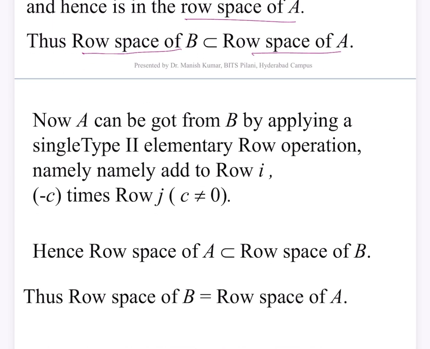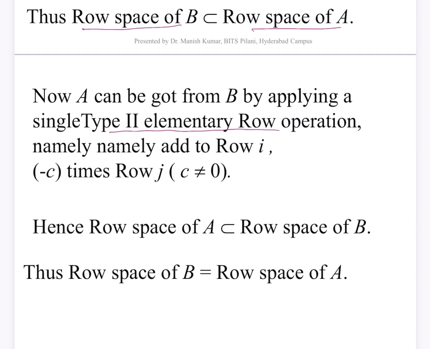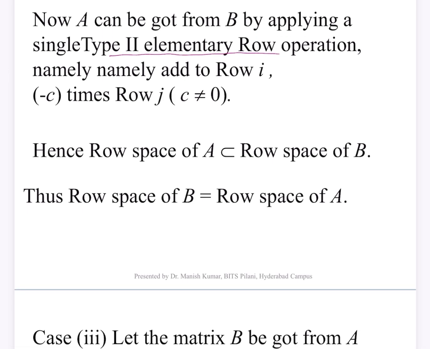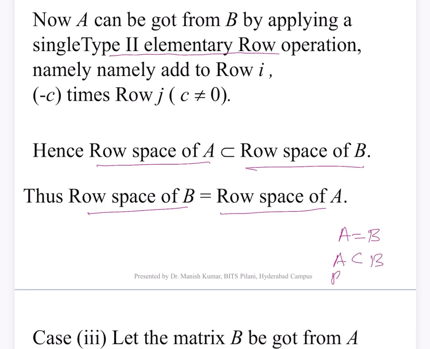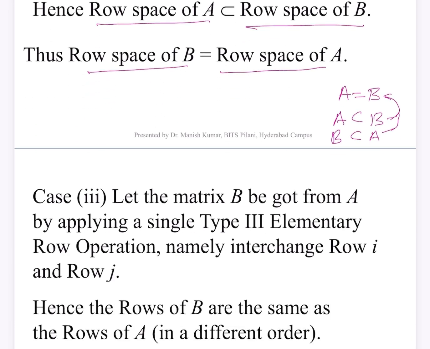And now if you see, we can do the reverse by subtracting C times row I from row J. So this is the reverse operation we are doing, right? So this will give you the same space. So the row space of A contains the row space of B. It means the row space of A equals the row space of B. If I want to say A is equal to B, so what am I going to say? If I say A is contained in B and B is contained in A, these together imply A equals B, right? The same story we are doing here.